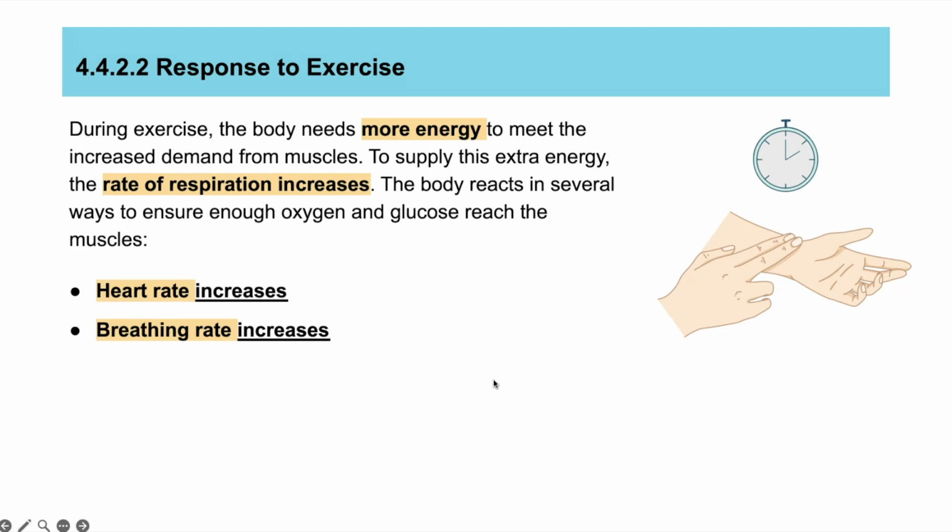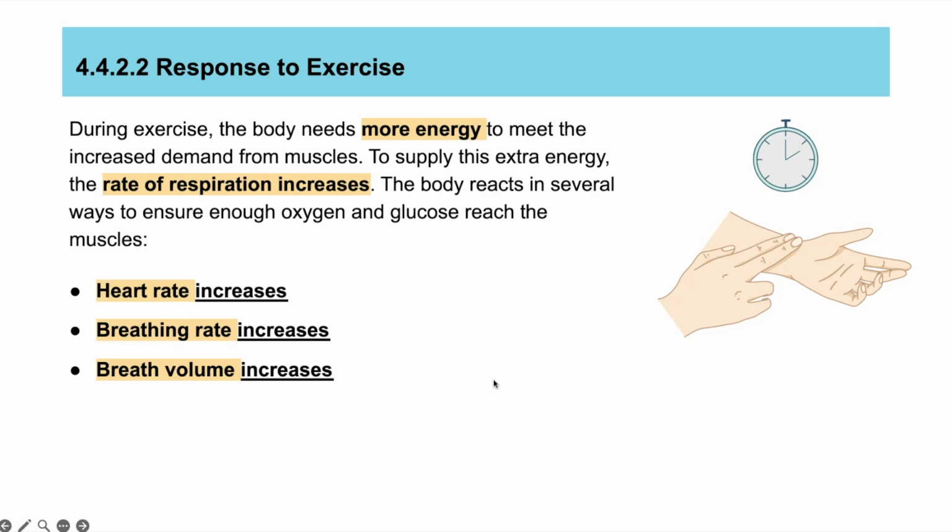So you're breathing, ventilating, breathing in and out faster, and that's so that you get more oxygen diffusing in and more carbon dioxide diffusing out of the alveoli. Your breathing volume also increases, which means you're taking deeper breaths. And that's so that a larger volume of air is inhaled into your lungs, so that more oxygen will diffuse from the alveoli into your bloodstream.